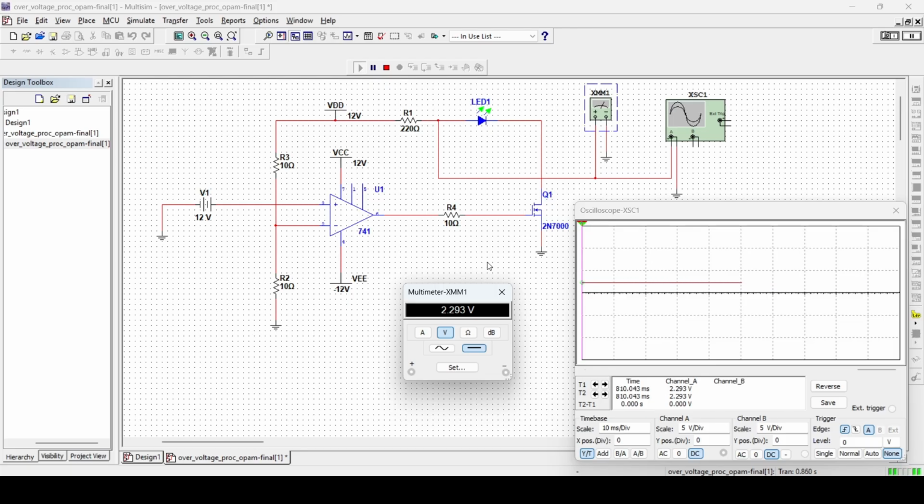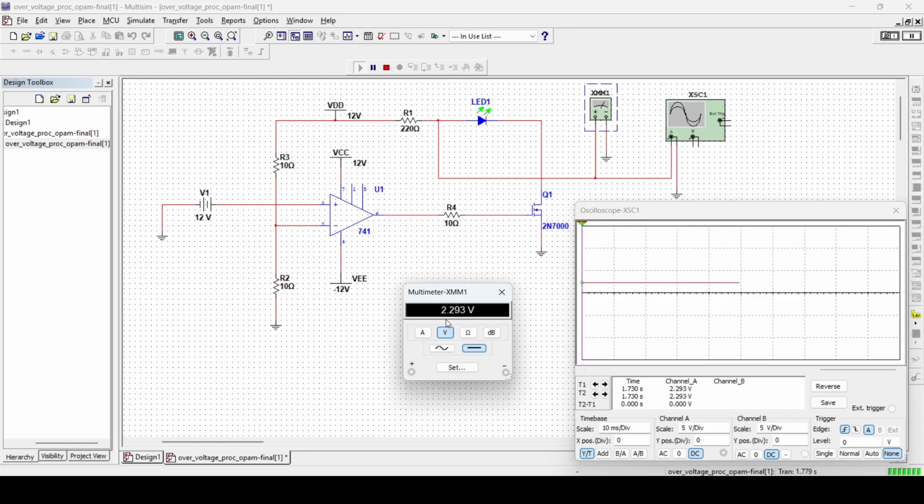Increasing the input voltage during the recording. Now, if we increase the input voltage, as soon as the input voltage crosses the threshold, the op-amp output jumps to a higher saturation, the MOSFET turns off and the LED goes off. So this shows the load is protected from overvoltage. When the voltage comes back to normal, the load turns on again.